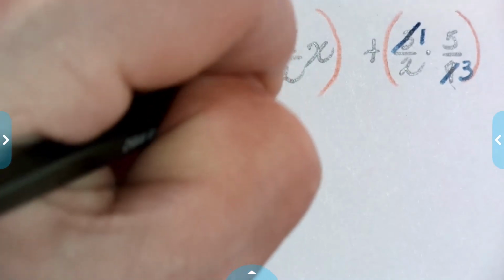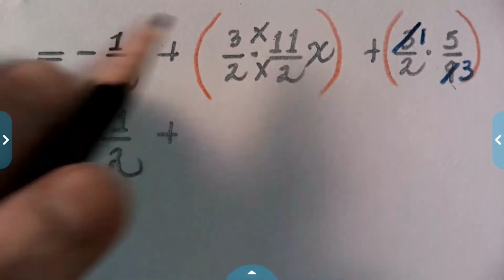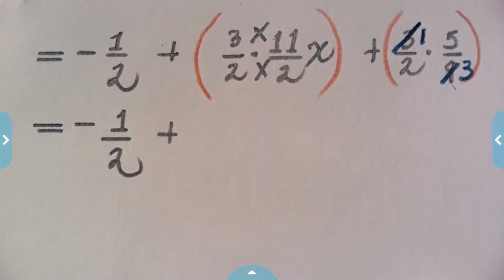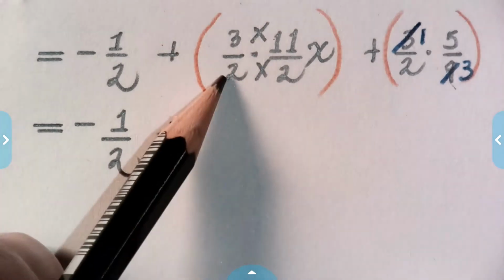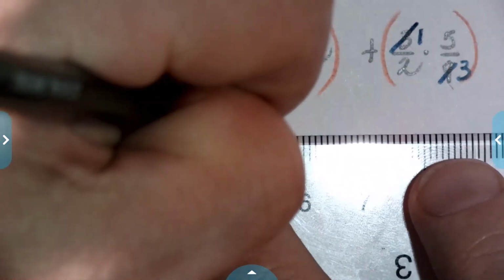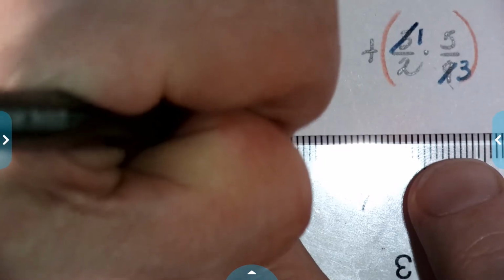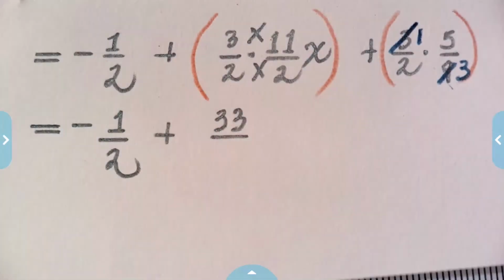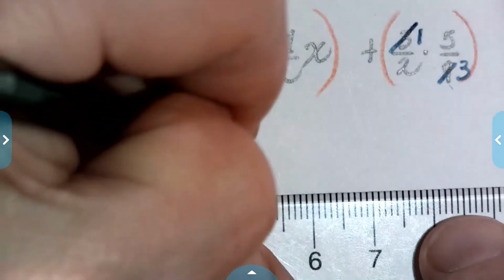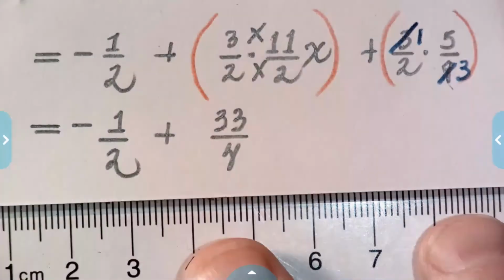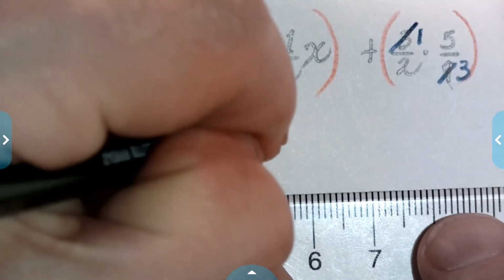Now let's go ahead and multiply across the top and across the bottom. Well, 3 times 11 is 33. Two times 2 is 4. And the x comes along for the ride. Stuck right there, okay?